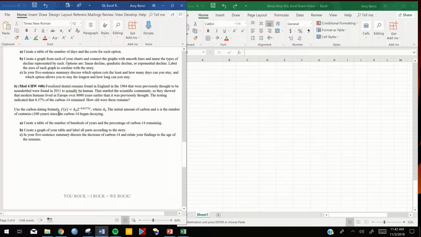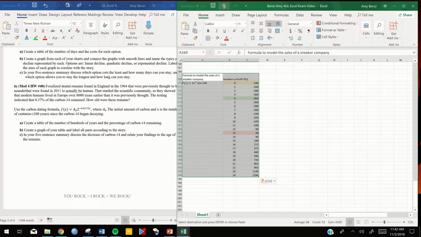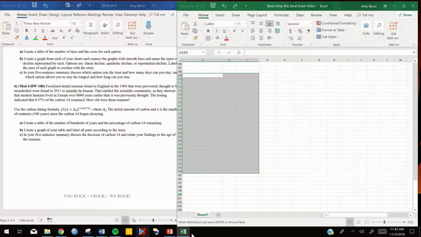So here we have that A is our initial amount of carbon, and that X is going to be the number of centuries since the carbon-14 started decaying. And you see that X is in our exponent up here. This is an exponential decay. So we're going to create a table for the number of hundreds of years. That's going to be our X, our input, and the percentage of carbon remaining, and that's going to be our output.